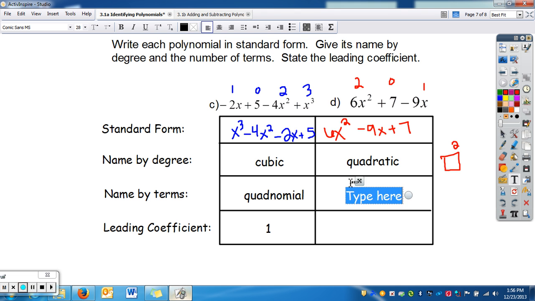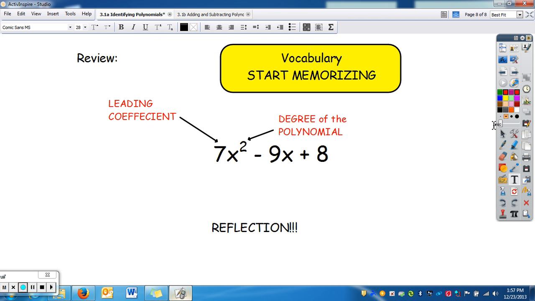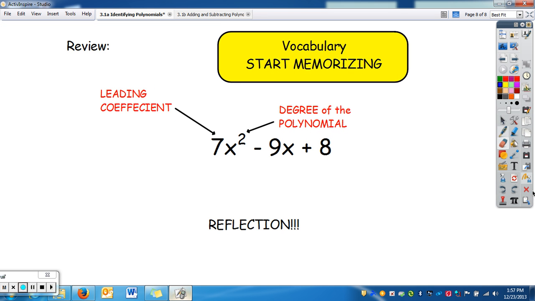Names by number of terms is a trinomial, because there's 3 of them, 1, 2, 3. Leading coefficient, the number way in front, is 6. Alright, so start memorizing these vocabs, because yes, you do need to know them, and we'll be using them throughout. And when I say trinomial, you need to know what I'm talking about. Again, leading coefficient, that number out front when it's in standard form. Degree of the polynomial is the highest exponent.